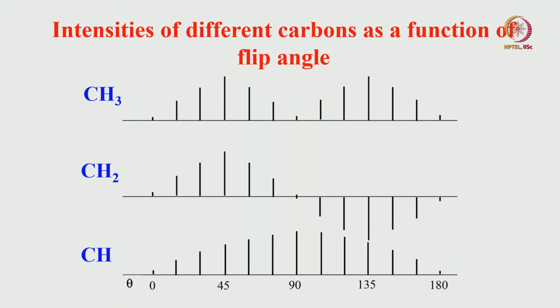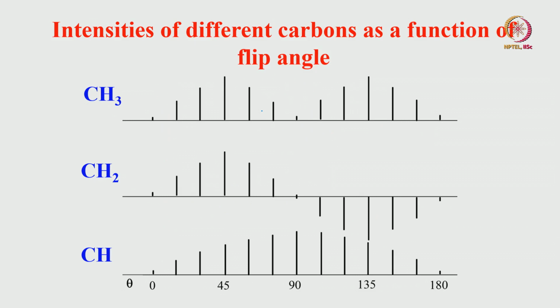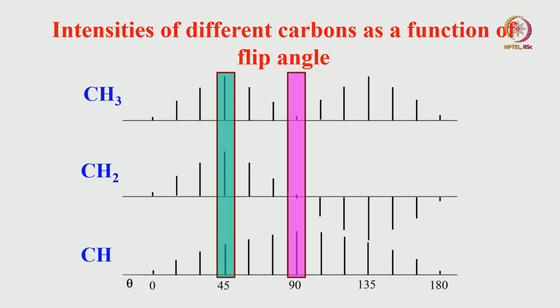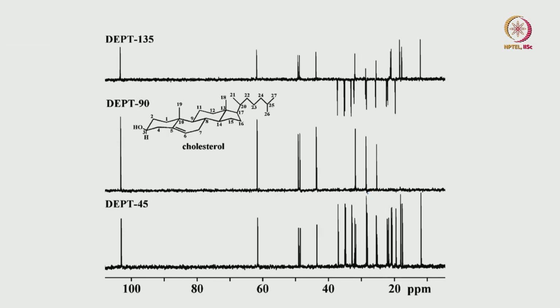And then the intensity of the different carbons as a function of flip angle, especially the last flip angle here on the proton. And if you consider, see how the signal is changing. At 45 degrees, all the signals are positive, CH, CH2 and CH3. When it is 90 degree flip angle, CH2 and CH3 are 0. And at 135 degrees, what is going to happen? CH3 is positive, CH is positive, CH2 is negative. This is how we can identify different carbons attached to different protons using DEPT.